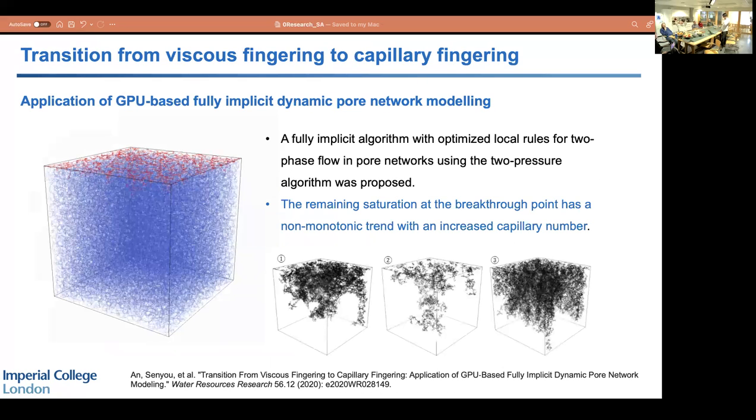Using the generated network, the first thing we investigate is the transition from viscous fingering to capillary fingering, and its application of GPU-based fully implicit dynamics for network modeling. You can see for this one, this is the capillary fingering, and this is viscous fingering, and there is a transition part from this one. And the conclusion for this project is the residual saturation at the breakthrough point has a non-Newtonian behavior with the increase of the capillary number.